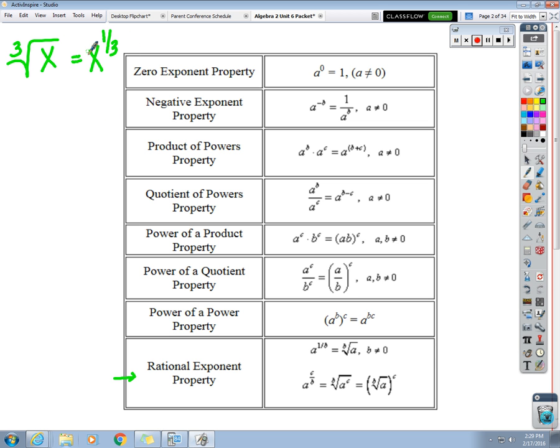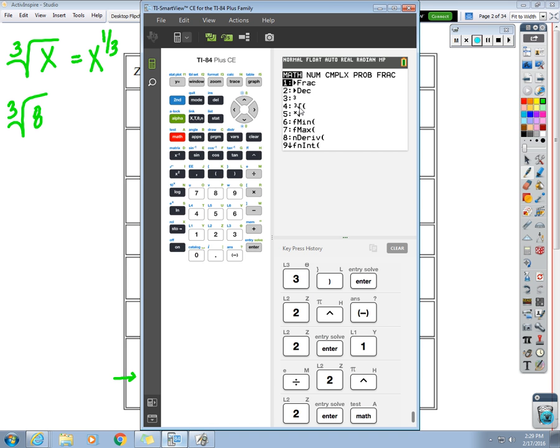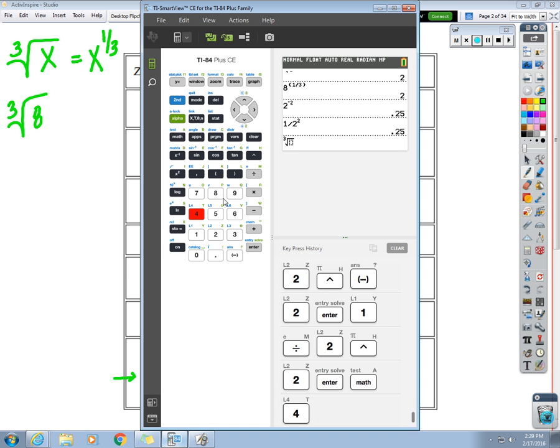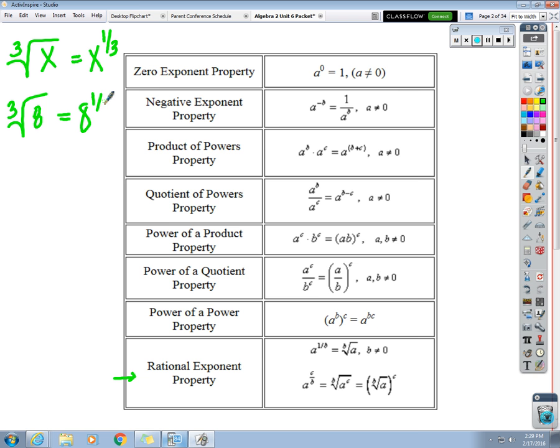Now, I can prove it to you by using a number instead of x. Say we did the cube root of 8. If I calculate the cube root of 8, I have to go to math to get to the cube root option. It equals 2. Well, I could rewrite it as 8 to the 1/3 power.